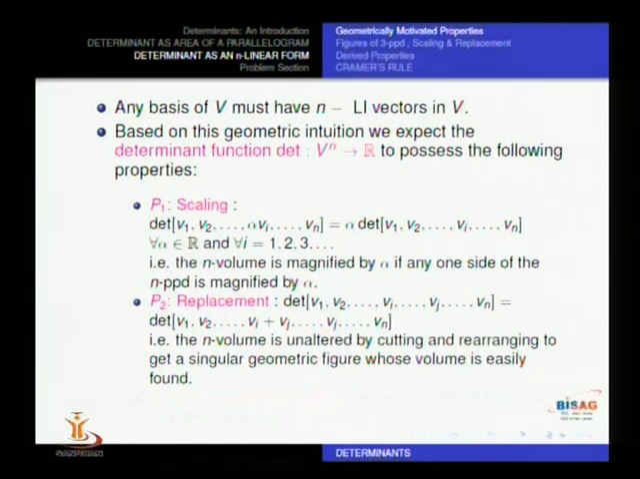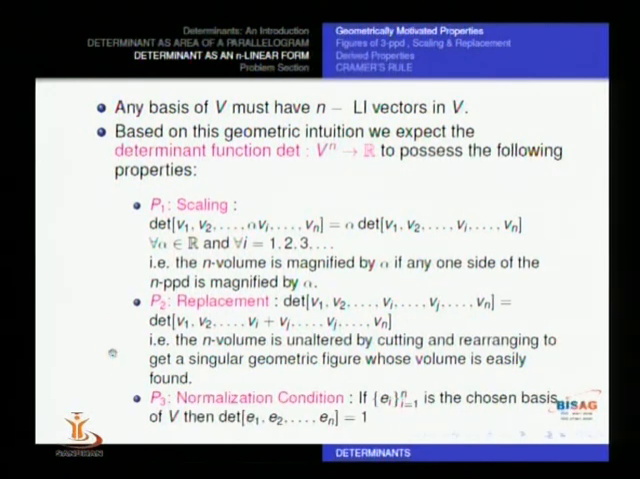There is another interesting property called the replacement property, wherein the statement is determinant of V1, V2, Vi, Vj up to Vn is equal to determinant of V1, V2, Vi plus Vj, Vj, up to Vn. This amounts to saying that you can add any multiple of any one vector to another vector, and the determinant is no longer going to change. The n-volume remains unaltered by cutting and rearranging to get a simpler geometric figure whose volume is easily found.